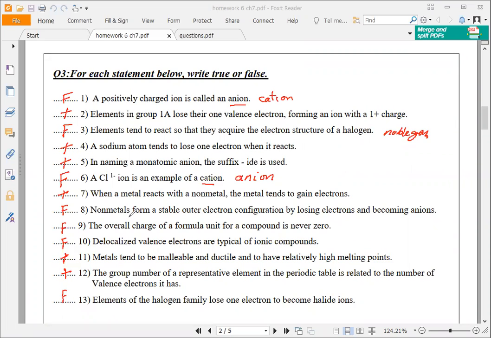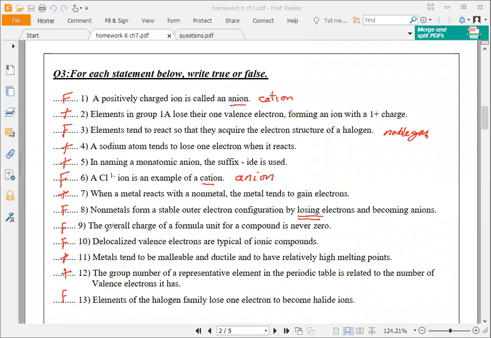Non-metals form a stable outer electron configuration by losing electrons and becoming anions. Yeah, this is false. How can we make it right? By gaining electrons. Excellent. By gaining electrons. Okay, change this to gaining.